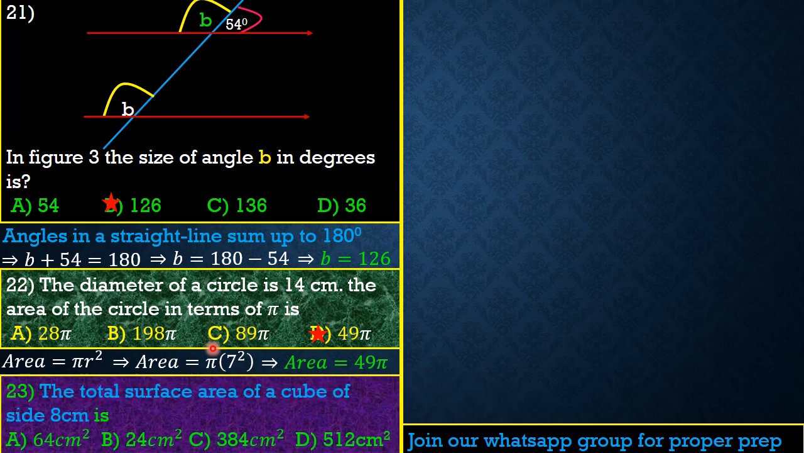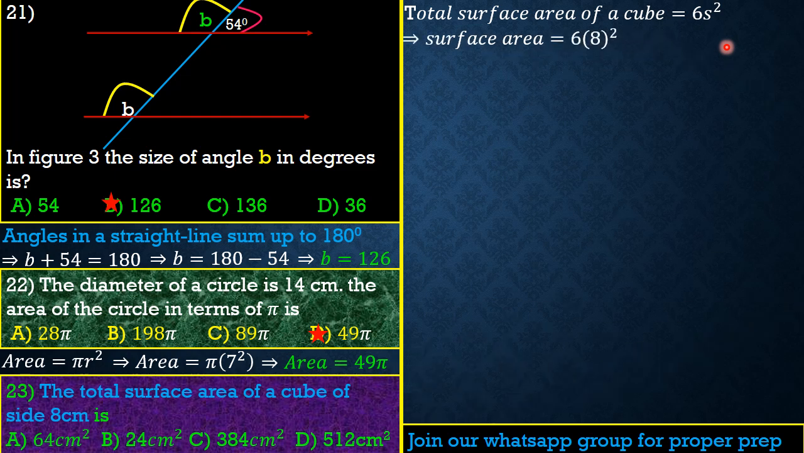Question 23 simply reads that the total surface area of a cube of side 8 centimeters is, okay. So let's notice that a cube has 6 sides, and the surface area of one side is simply given as side times side, which is s squared. Means the total area has to be given as 6 times s squared, because there are 6 of those sides. So our s has been given to be 8, so we are going to have 6 times 8 squared. 8 squared is 64, multiplied by 6 gives us an answer of 384 centimeters squared. So guys, option C is the best option for this question.